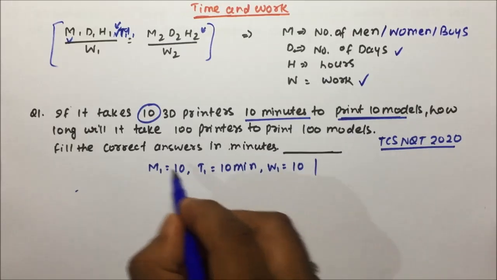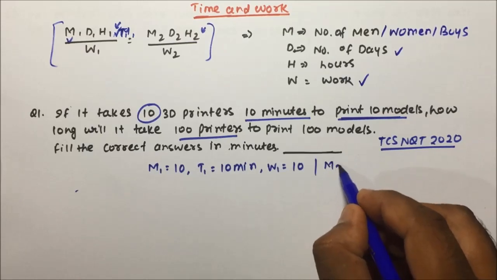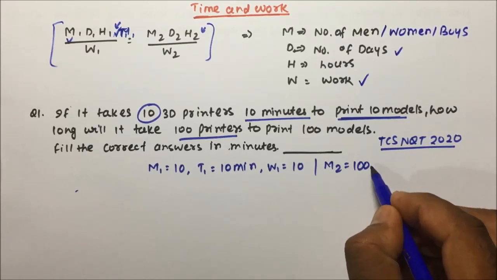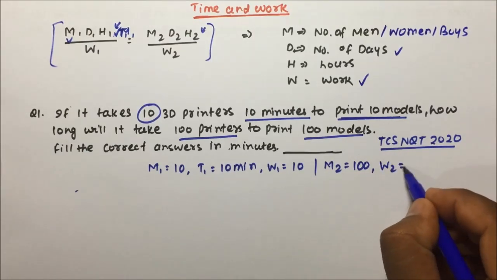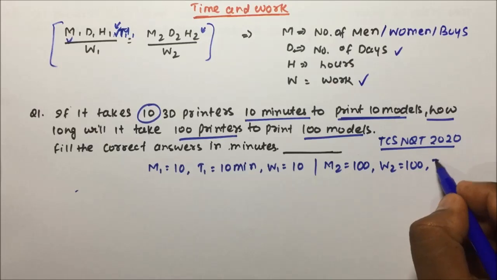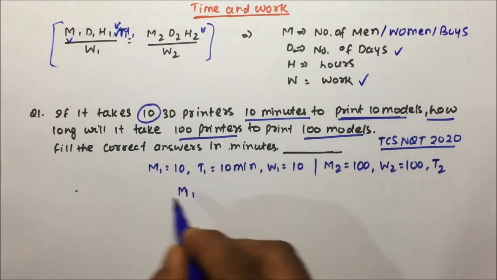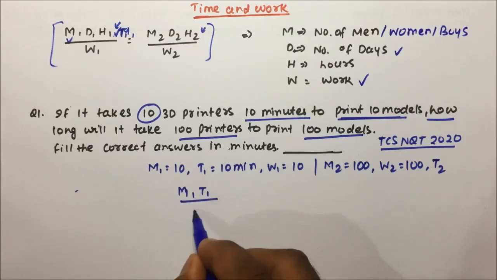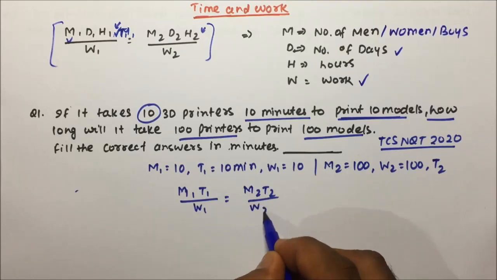Then what has been asked to you? How long will it take 100 printers? So the number is 100 printers, and how much work are they doing? They are printing 100 models, and what you have to find out is the time. Now my formula is M1 D1, and H1 is not there, so I will write T1 divided by W1 is equal to M2 T2 divided by W2.